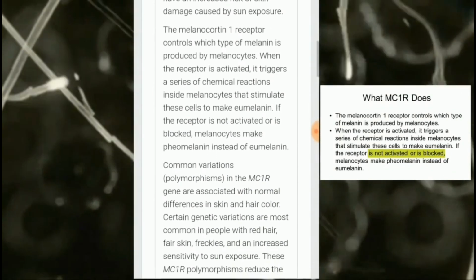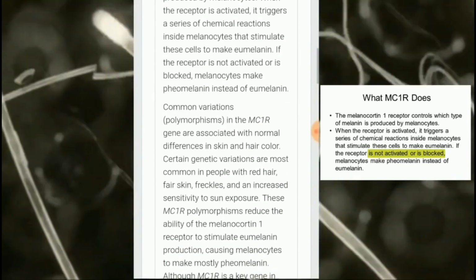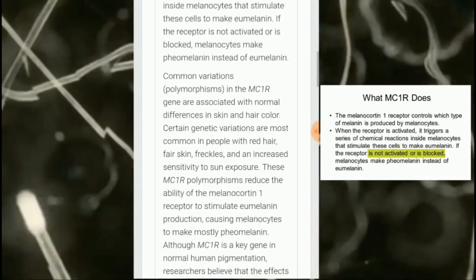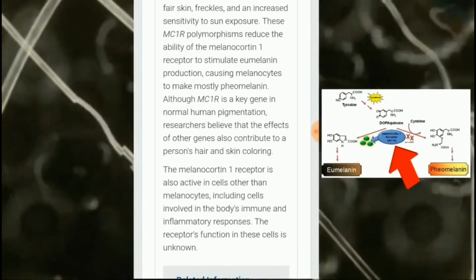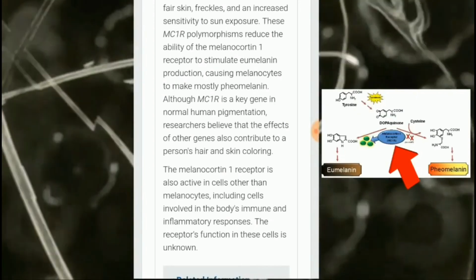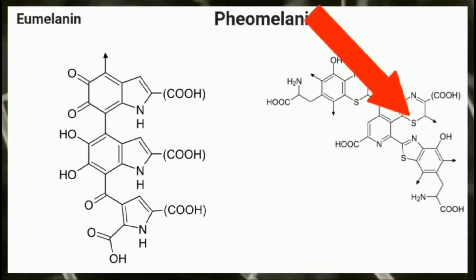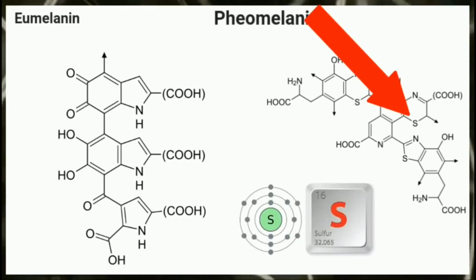So you got to think, what caused this receptor to be shut down or blocked in the first human beings who produced pheomelanin? And when you look at the eumelanin chemical formula in comparison to the pheomelanin chemical formula, you're going to notice that everything is exactly the same. You got carbon, you got hydrogen, you got nitrogen, and you got oxygen. But the one major difference within that pheomelanin chemical structure is sulfur. Sulfur is the one element that separates eumelanin from pheomelanin.